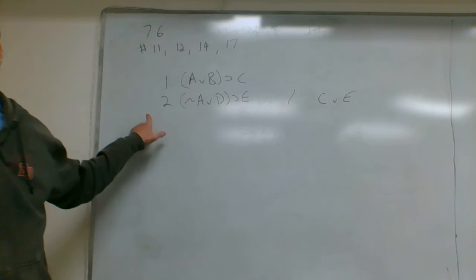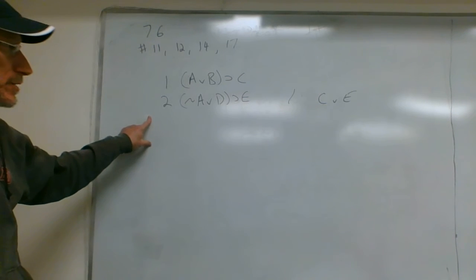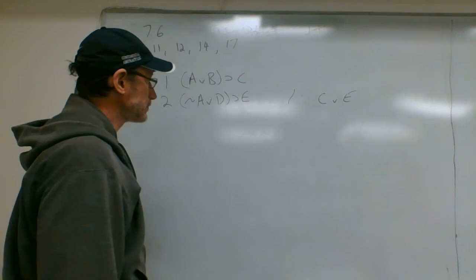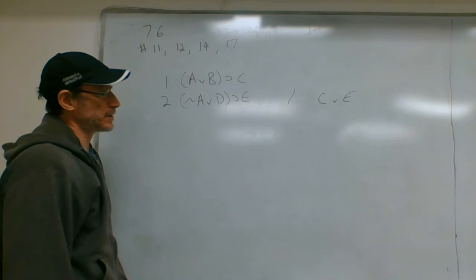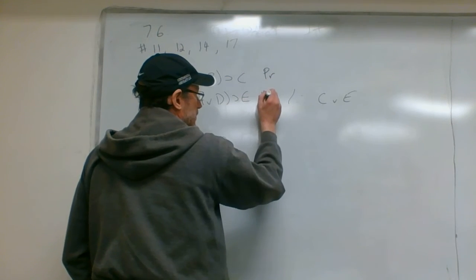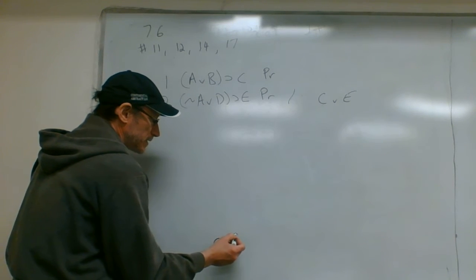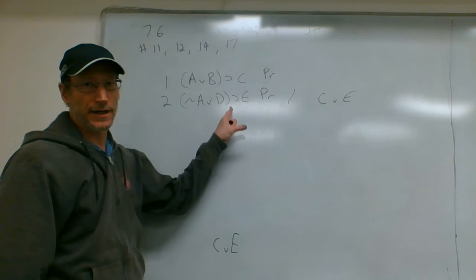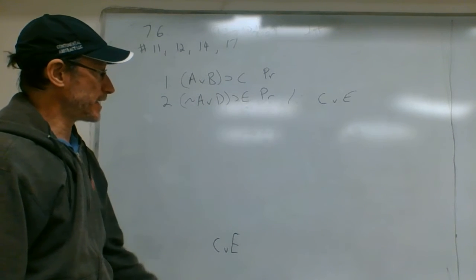Number 11 is A wedge B horseshoe C, then we have not A wedge D horseshoe E, and we're trying to prove C wedge E. I'm going to use indirect proof because I don't see anything obvious to do with my premises. These are premises. I'm trying to get to C wedge E, but I don't see anything obvious here that's going to lead me to C wedge E. I see C is over here and E is over here. But how do I get C wedge E out of this?